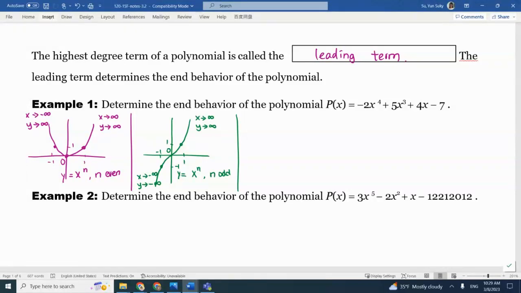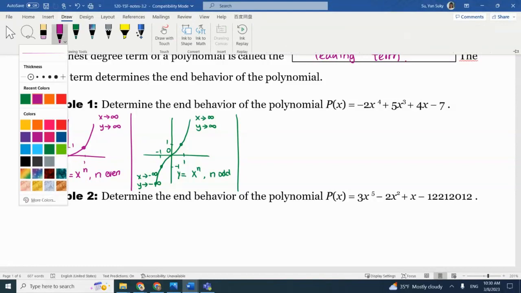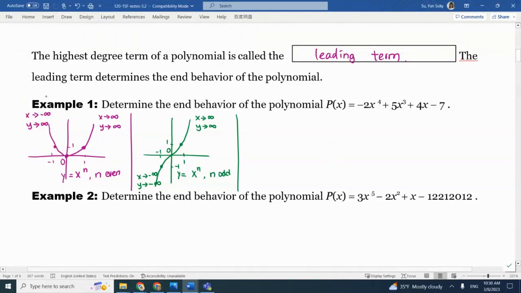Now, come back to our example. So keep that in mind. The leading term determines the end behavior. So if the problem just asks you to find the end behavior, we only look at the leading term. Don't look at the smaller terms. Okay, everybody? Only look at the leading term. Okay, let's start with that. Do you see it's x to the fourth? X to the fourth looks like this, or that one, right? It's an even power.